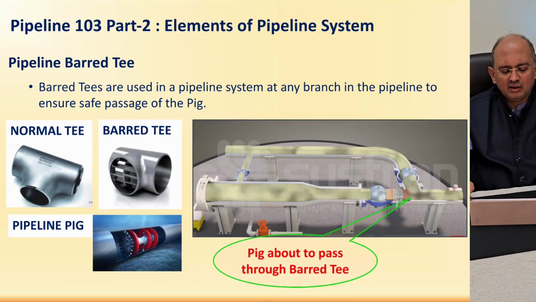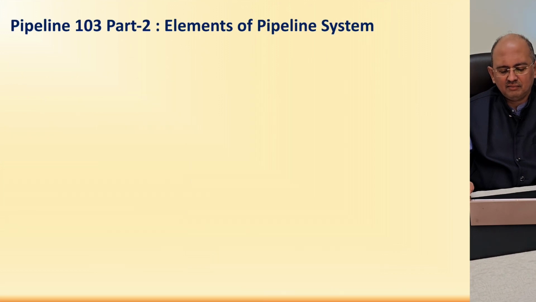Okay, let's move to the next element. So this is what I said. The pig is about to pass through the bar T. So this is the location which is indicated with the cloud here. Now let's see the next element, which is pipeline flange.